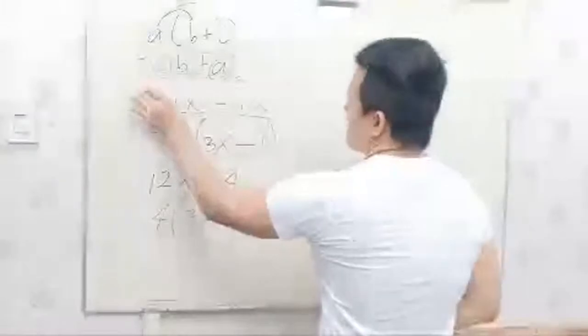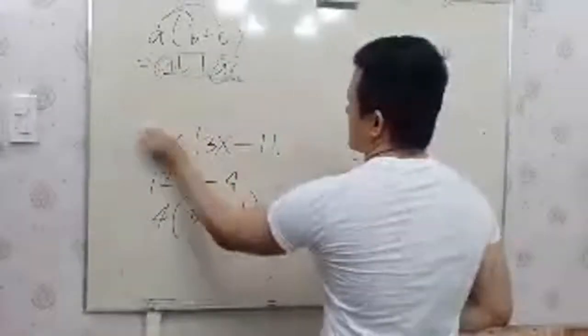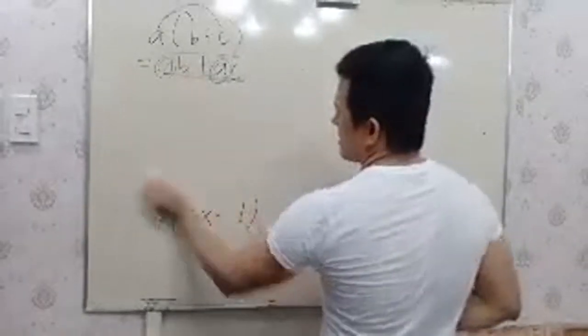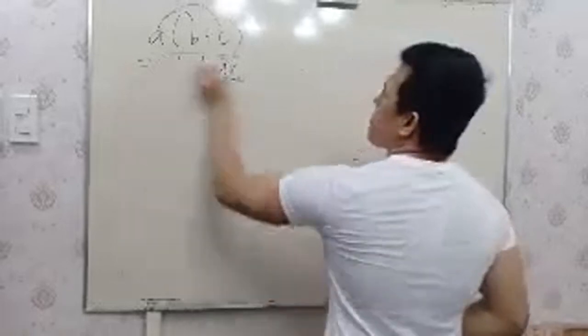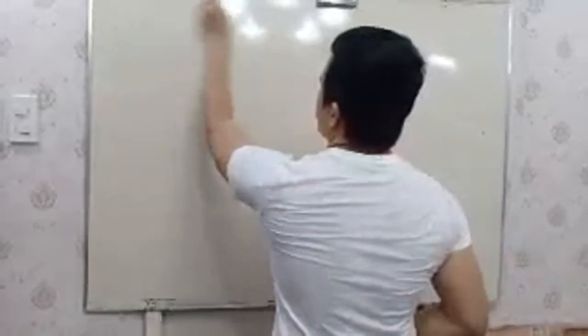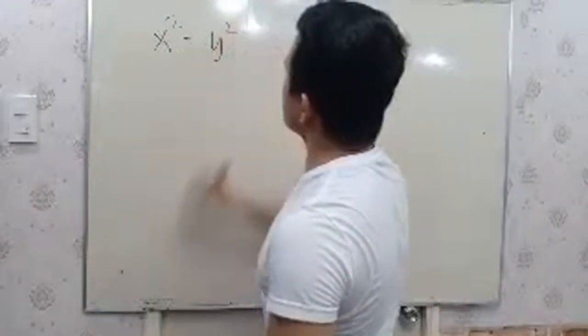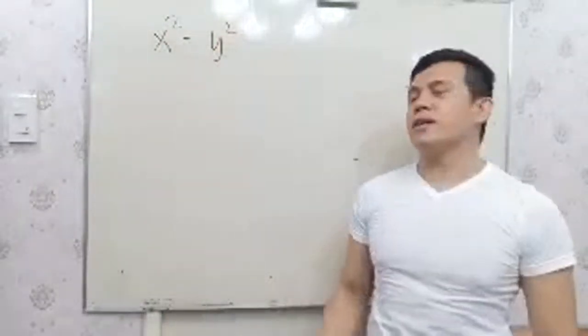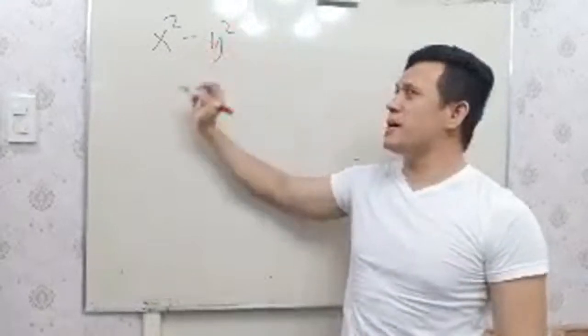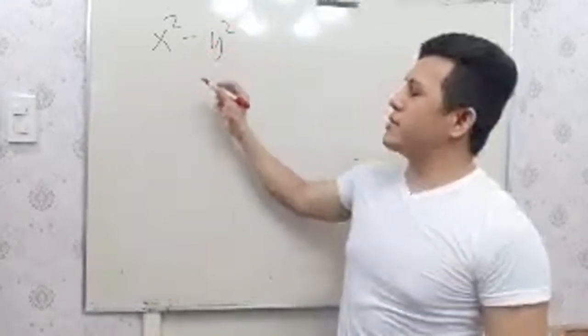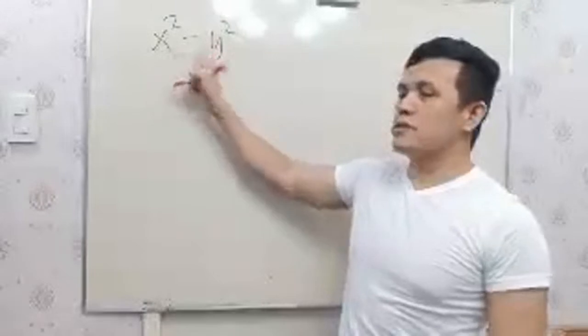Now, we still have two squares. This is special products and factoring. X squared minus y squared. We have this: x squared minus y squared. Now, how do we factor this expression, the difference of two squares?